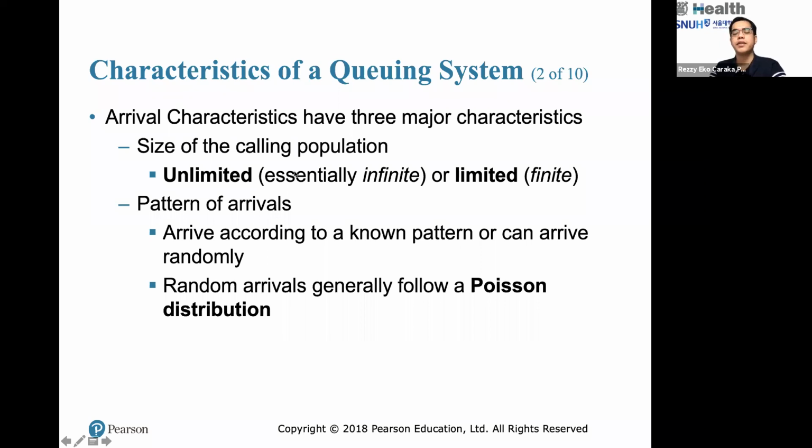Also, the arrival characteristics have three major parts. First, the population can be unlimited, or infinite, or limited, or finite. So this is our population. Second, the patterns of arrival. The arrival itself is according to unknown patterns, or can arrive randomly. Third, random arrivals generally follow a Poisson distribution. That's why I repeat many times that if you're talking about queuing systems, the basic distribution should be exponential or a Poisson distribution. That's our goal by using other statistical models.